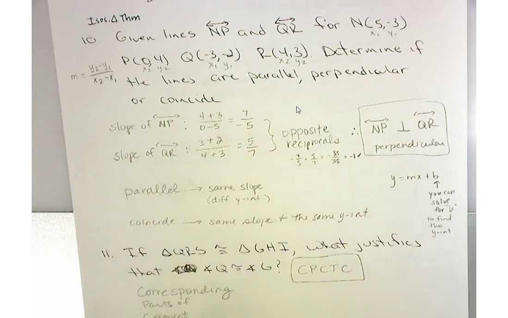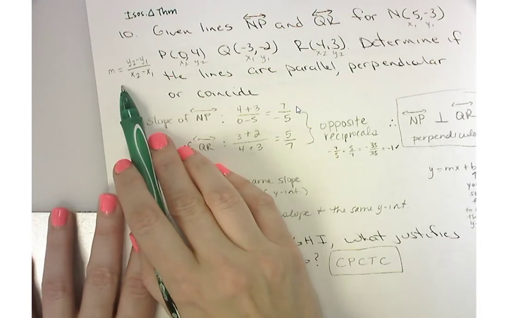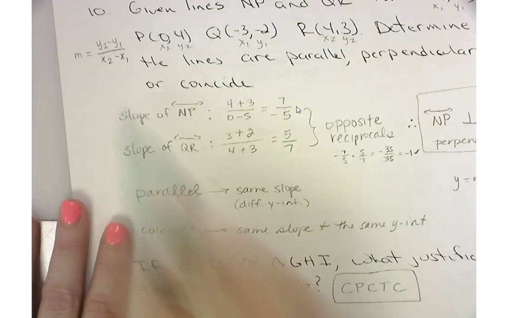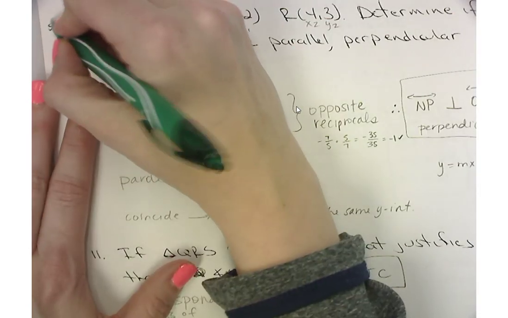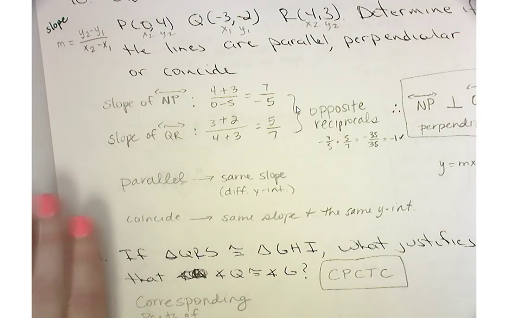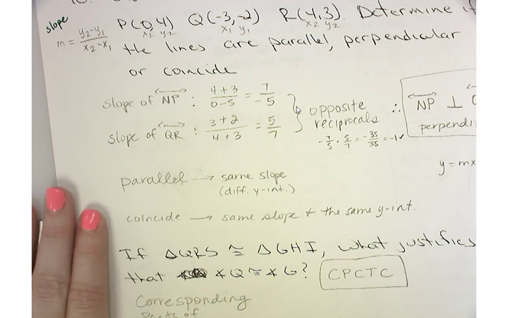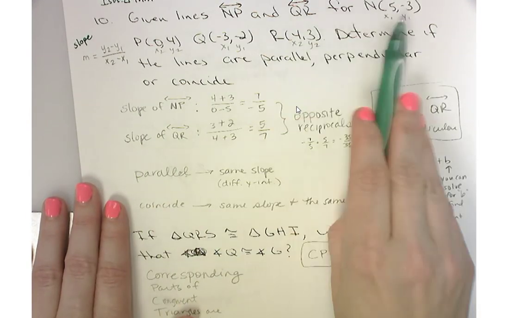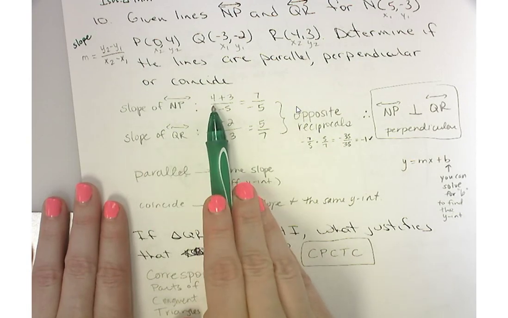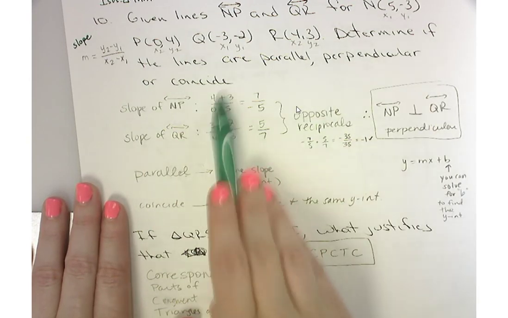Okay, and then the slope of NP, I used N and P. 4 minus negative is going to turn into plus. 0 minus 5 on the bottom, so I have 7 over negative 5. For QR, I have 3 minus negative 2, minus a negative turns to plus. 4 minus negative 3, that's going to turn to a plus, so I have 5 over 7.